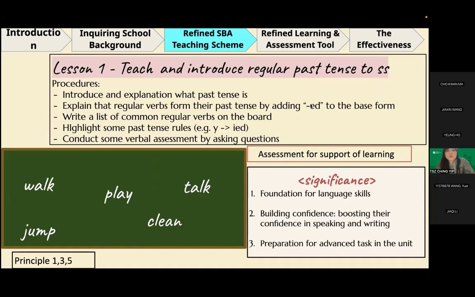Also, for lesson 1, the activity is to teach and introduce regular past tense. So the procedure will be to simply introduce and explain what past tense is, highlight some past tense rules, and conduct some verbal assessment by asking questions. Its significance is that it is a foundation for language skills to build confidence for the students to boost their confidence in speaking and writing, and also a preparation for the advanced task in the unit.